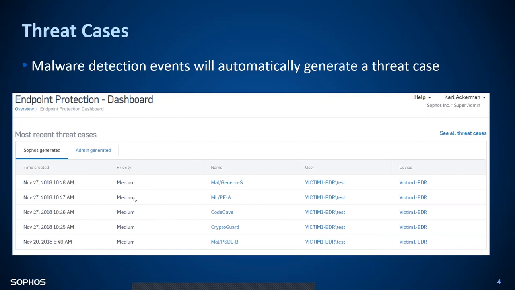Sophos will determine a priority based on what we're seeing for the complexity of the attack and whether or not business files were involved. We'll include the detection name that occurred, the user and device that the detection happened on. From here, an administrator can explore further. Let me show you what that looks like in the console.